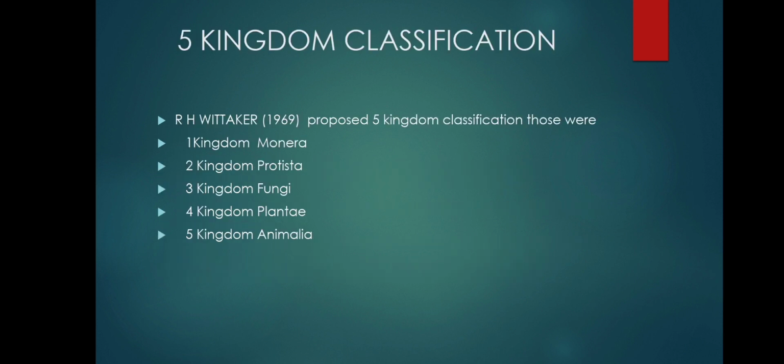Then came the five kingdom classification. R.H. Whittaker in 1969 proposed the five kingdom classification. Those were: first, the kingdom Monera, then kingdom Protista, followed by kingdom Fungi, kingdom Plantae, and the last was kingdom Animalia.